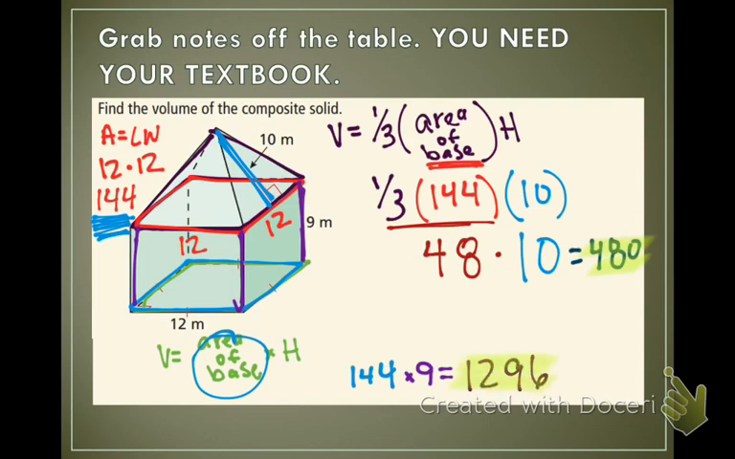All right, so what do we do with these two volumes? We add them. We get 1776, and it would be meters cubed.